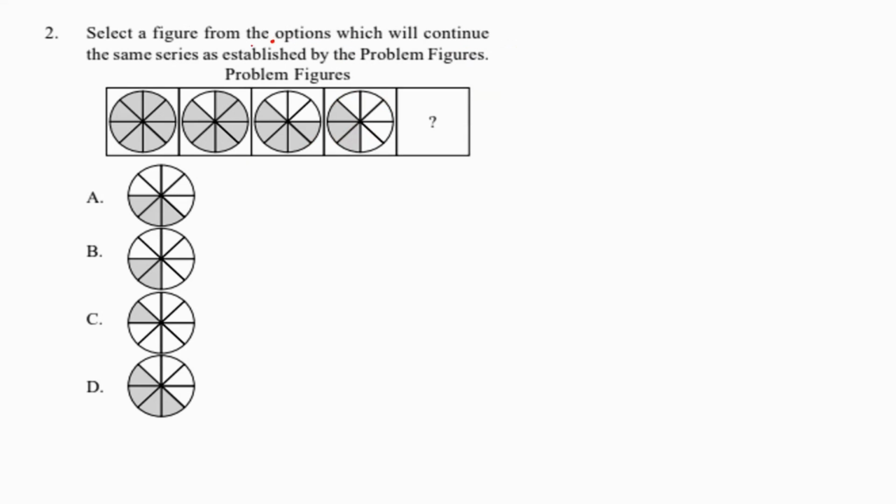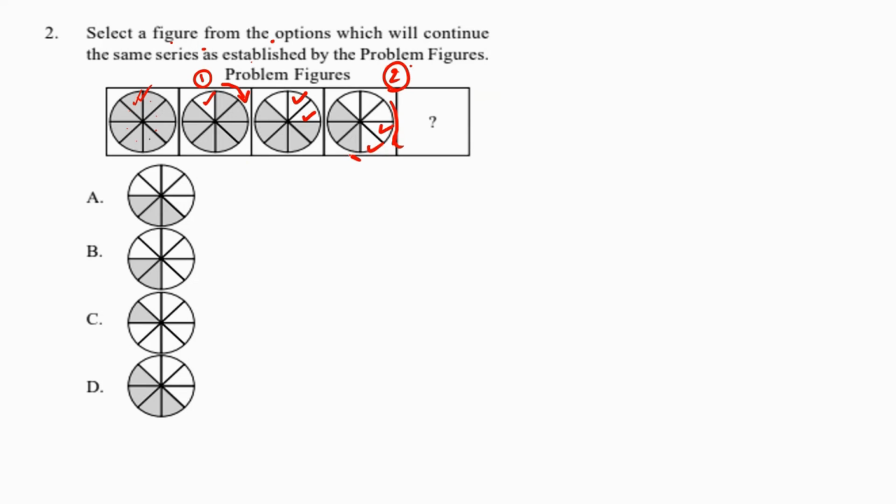Coming to our second question, select a figure from the options which will continue the same series as established by the problem figure. Over here, in such questions, we are generally advised to derive the pattern first. What is the pattern over here? This is a circle divided into 8, 1, 2, 3, 4, 5, 6, 7, and 8 portions. Now, from this portion, they are starting to unshade the different parts.